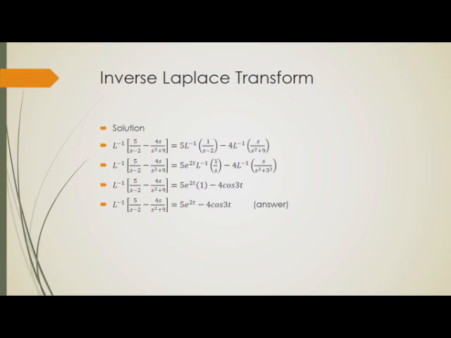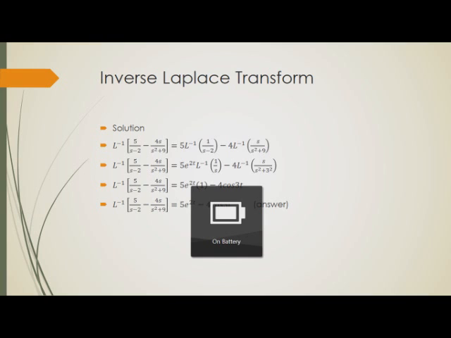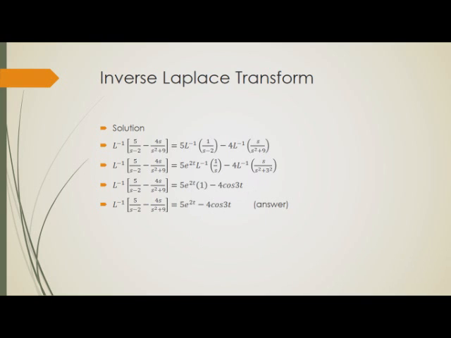And we write the 3 in 4 times L raised to negative 1 of s over s squared plus 3 squared. So the inverse of 1 over s minus 2 gives e to the 2t, then the inverse of s over s squared plus 3 squared equals cosine 3t. So the answer is: the inverse Laplace transform of 5 over s minus 2 minus 4s over s squared plus 9 equals 5e raised to 2t minus 4 cos 3t.